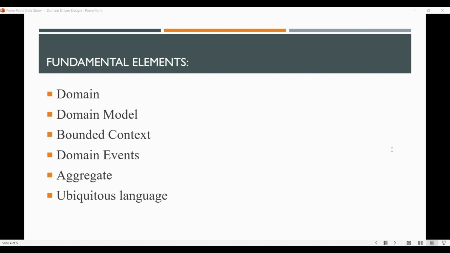So, DDD is designed to be used in conjunction with other software development methodologies like Agile and Scrum. The goal of DDD is to create software that is more aligned with the business needs and that can be adapted more easily to changing environments. It helps to create a shared understanding of the problem domain and a software system that is easier to maintain and easier to evolve.